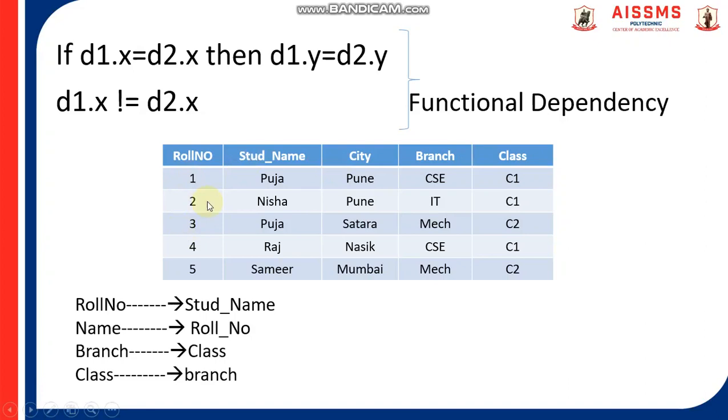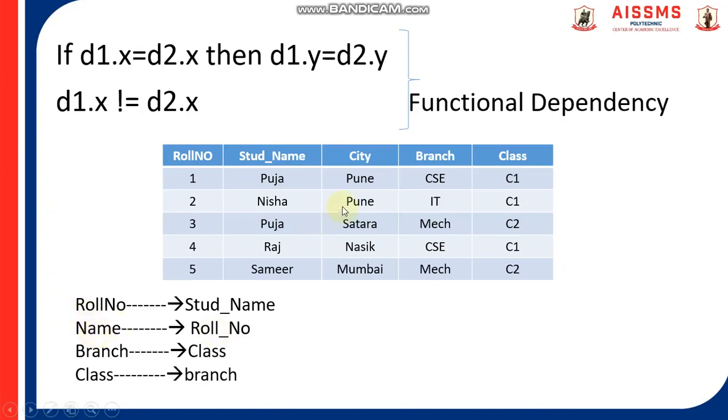If I call roll number 1, then Puja will give the response. If I call 4, then Raj will respond. If I call 3, then Puja will give the response. So this is the functional dependency: if I call the roll number, then that particular student will give the response. Okay, in the next example, name arrow roll number. In this case, roll number is the dependent and name is the determinant.